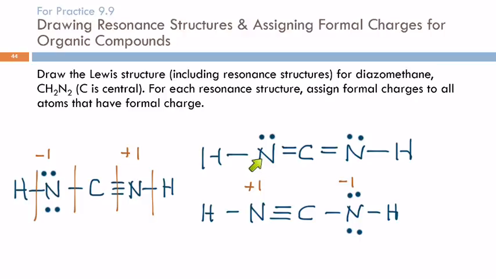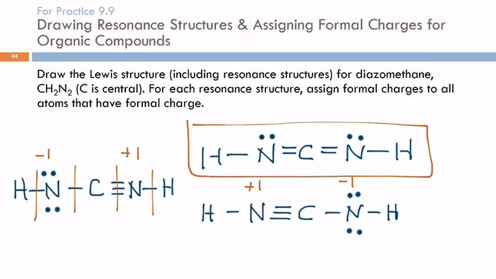Let's look at this nitrogen. We take 5 minus 1, 2, 3, 4, 5. So that's 0. Carbon, 4 minus 1, 2, 3, 4, 0. Nitrogen, 5 minus 1, 2, 3, 4, 5, 0. This one has all 0 formal charges. So that's going to be the best one. Winner, winner, chicken dinner.